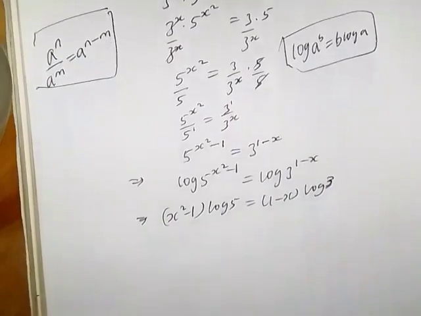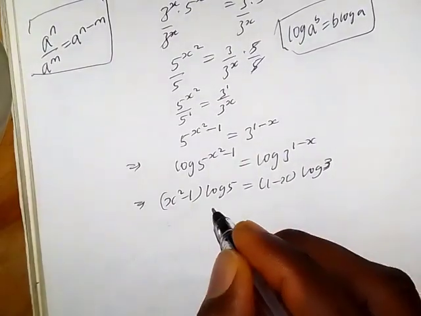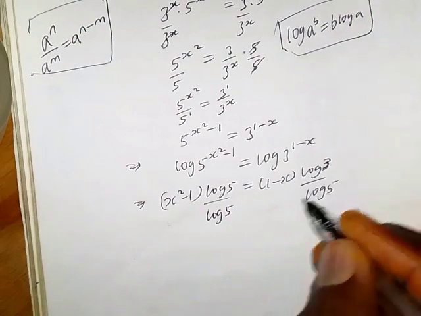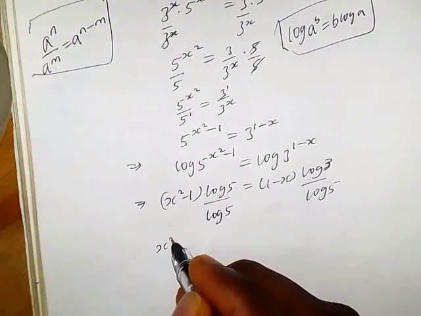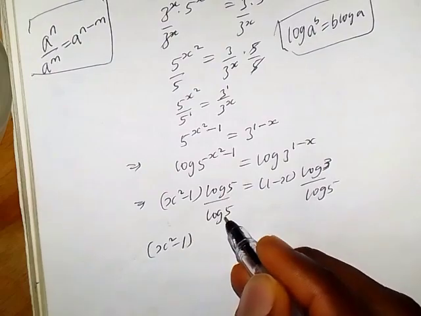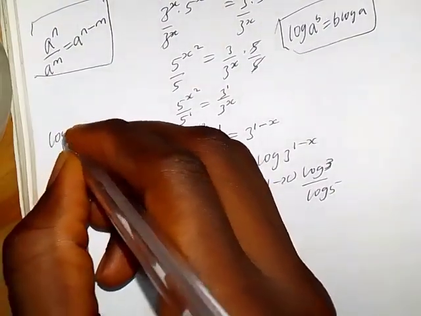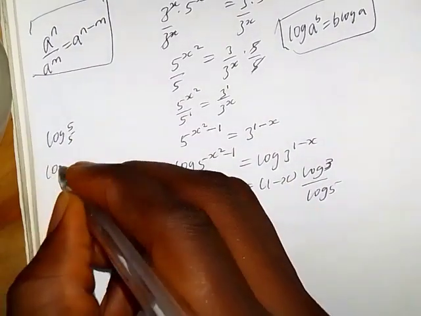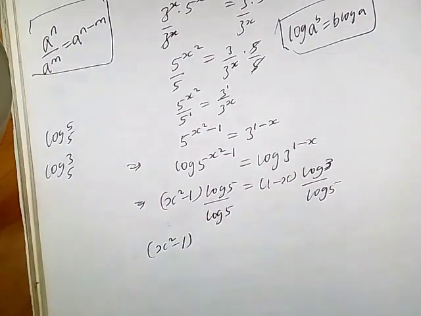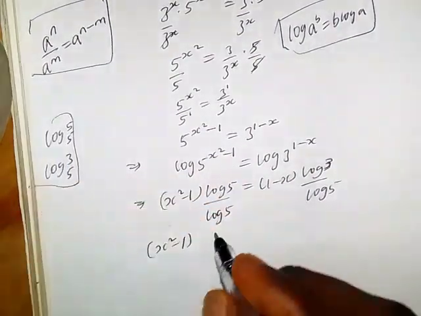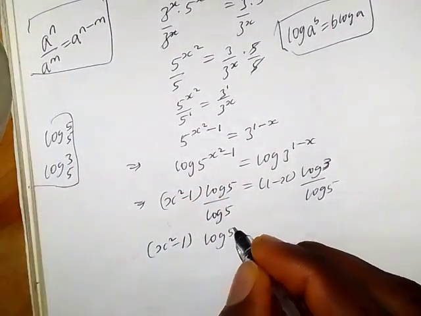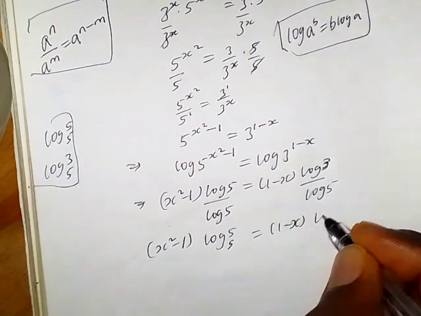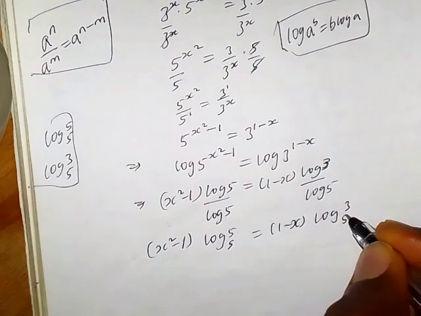This is 3. So let's divide both sides by log 5. So when we do that, we are going to obtain this. So we have x squared minus 1, but log 5 over log 5 can be written as log 5 base 5. Likewise, log 3 over log 5 is the same thing as log 3 base 5. So these properties, we are going to utilize it here. So we have log 5 base 5 equals 1 minus x times log 3 base 5.